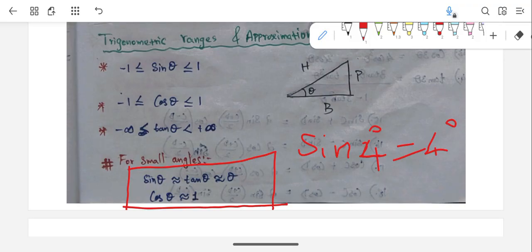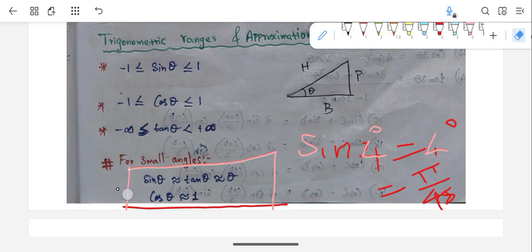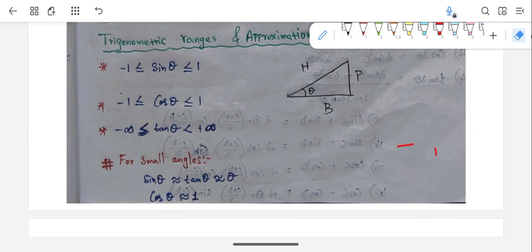So if you want to write it in radians, you can write 4 into, last class I told you how to convert degrees to radians, right? You can multiply with pi by 180. So 4 degrees means 4 into pi by 180, that's why it will be pi by 45, right? So pi by 45 radians. So sin 4 degrees, you can write as pi by 45 radians like that also. This is again a simple thing, guys. This is the thing about trigonometric ranges and approximation.